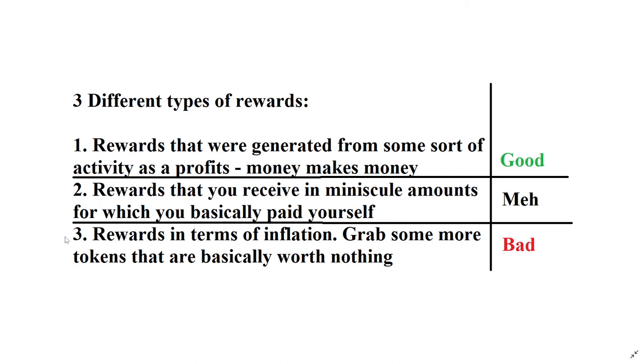And then there is a third way: rewards in terms of inflation, or something even more dodgy. The basic idea is that everyone gets these free tokens as rewards, and you do your calculations, and in a month's time you'll have your own Lambo. But in reality, that's just not how things work.